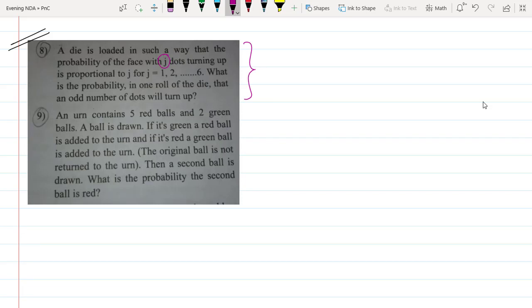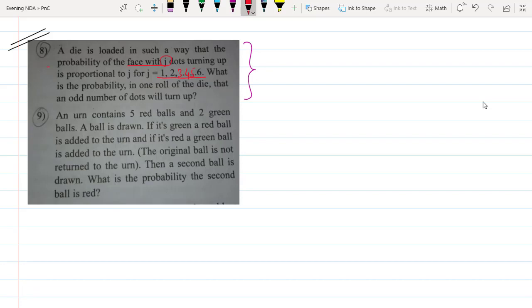See, there is one die. Instead of having the numbers 1 2 3 4 5 6 on that die, we have dots: 1 dot, 2 dots, 3 dots, 4 dots, and so on. Of course, only 6 dots, since a die will have only 6 faces. They have mentioned that the probability of the face with j dots, where j is defined from 1 to 6. So j equals 1 means 1 dot, then 2 dots, 3 dots, 4 dots, 5 dots, and 6 dots. So this is a cube.